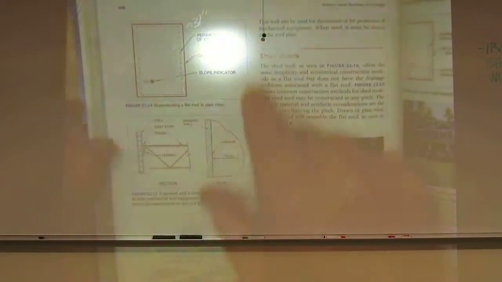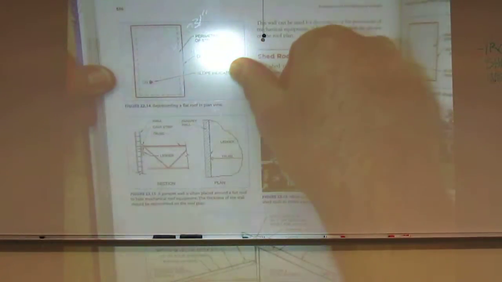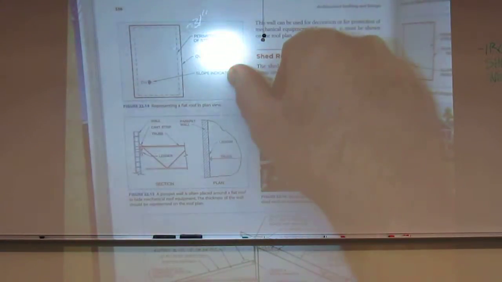Okay, so in essence, when you draw it, here's what you're drawing from your top view. All you see is an edge and a support, and you will indicate the down slope, because it will have a slope.